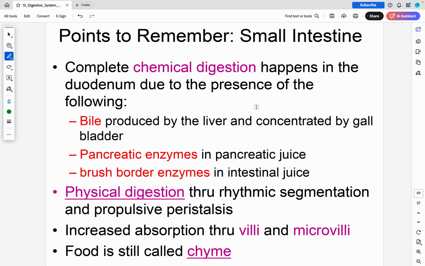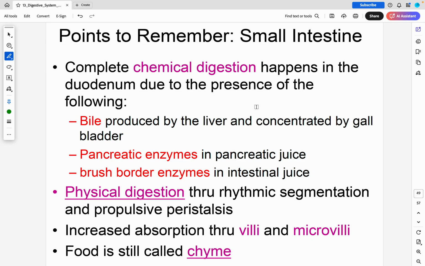Now, what are things that we should remember about the small intestine? It's a site where complete total chemical digestion takes place, primarily in the duodenal area, because of the presence of bile, pancreatic enzymes and brush border enzymes. Bile is produced by the liver. It's concentrated by the gallbladder. Pancreatic juice, and the enzymes associated in it, are produced by the pancreas. Brush border enzymes are, of course, found in the intestinal juice associated with absorptive cells.